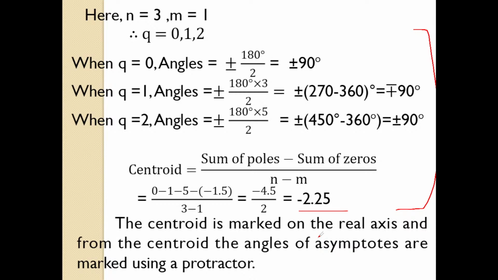So centroid is minus 2.25 and angles are plus or minus 90. Now let us go to our graph. In the graph, centroid is minus 2.25, that is this point, and the angle of asymptotes at the centroid is plus or minus 90 degrees. These are the angles of asymptotes. Just mention the angles of asymptotes. So draw the asymptotes and locate the centroid point on the graph.